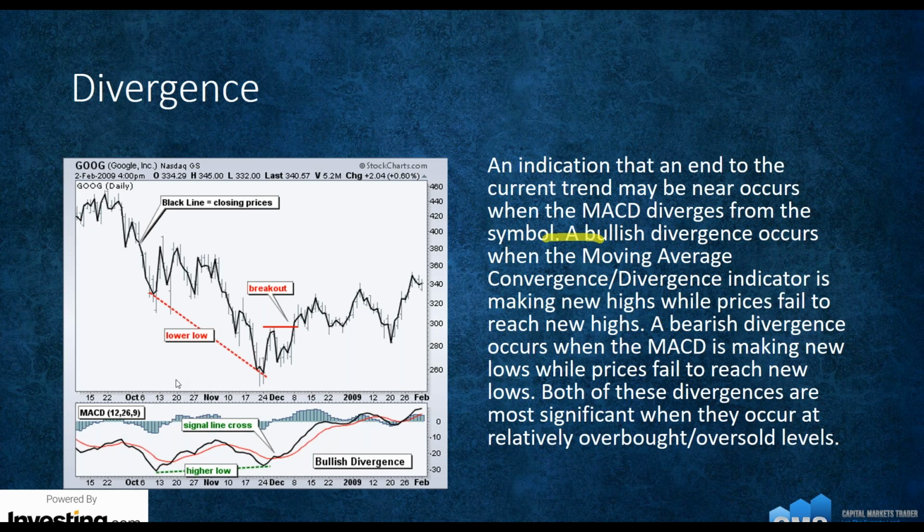So what we see here is the MACD line is making higher lows while the price is making lower lows. So we see price moving in this direction, but we see the MACD line moving in the opposite direction, which means that the symbol movement and the indicator are diverging. And this is telling you that the end of that trend is occurring. Now, a bearish divergence occurs when the MACD is making new lows while price fails to reach new lows. Both of these divergences are most significant when they occur at relatively overbought or oversold levels.